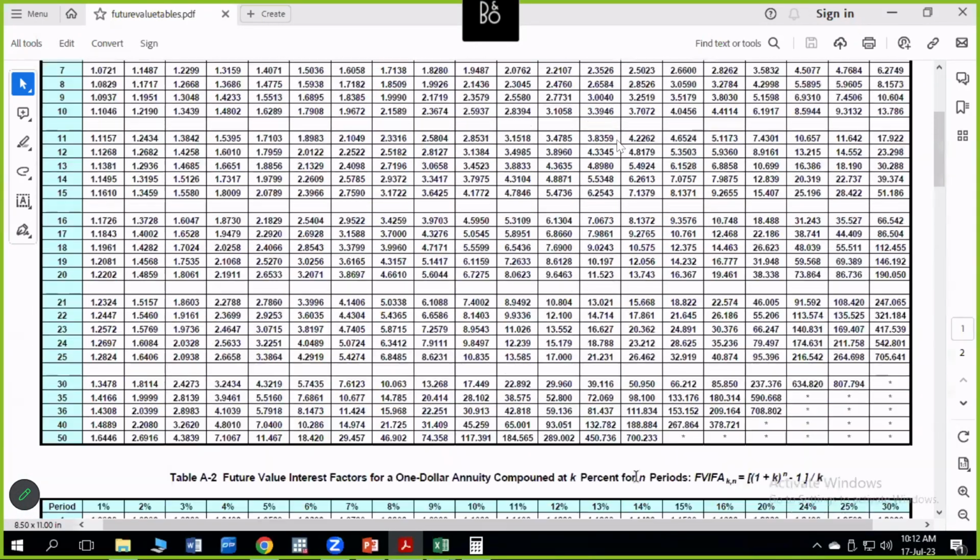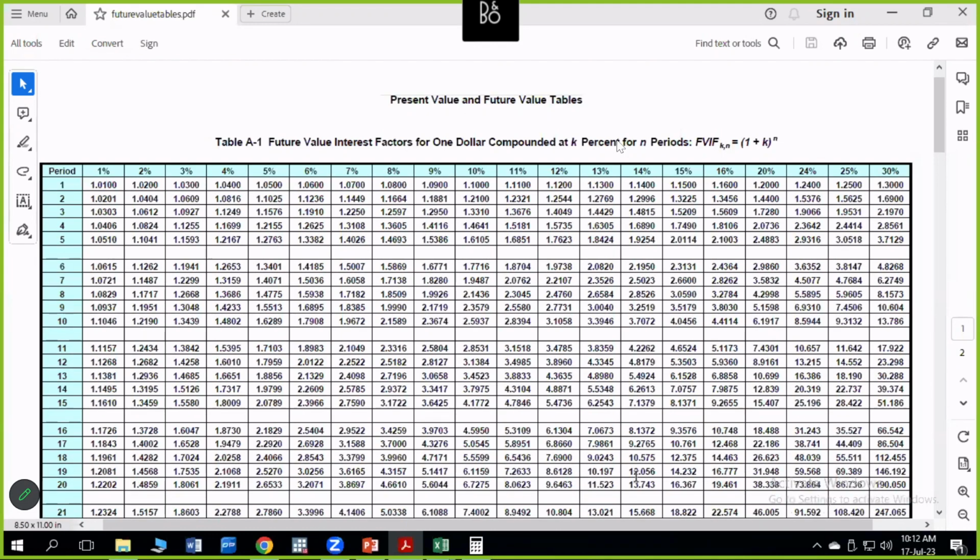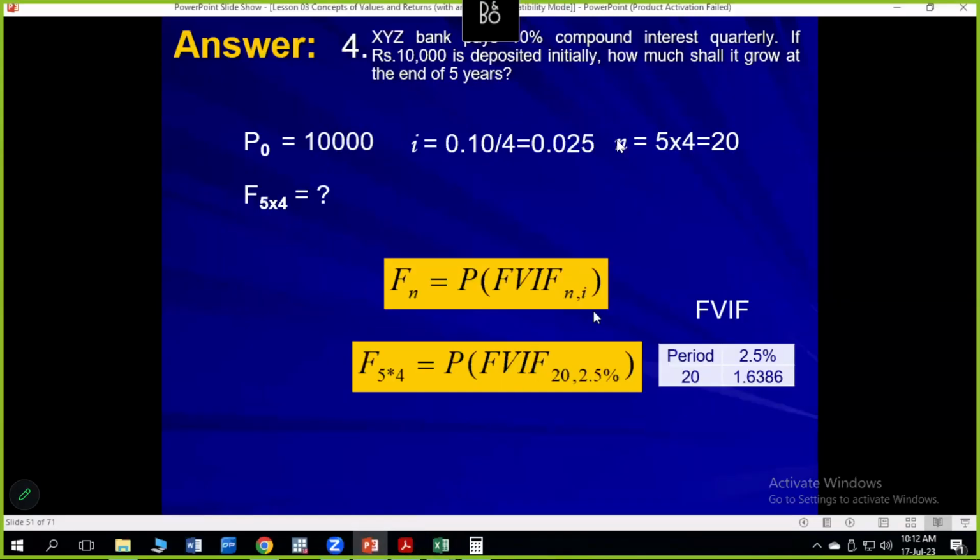Compounding. What is the value? Future value interest factor for 1 to be deposited initially. Now only one deposit has been made. So this is the future value interest factor of a lump sum.